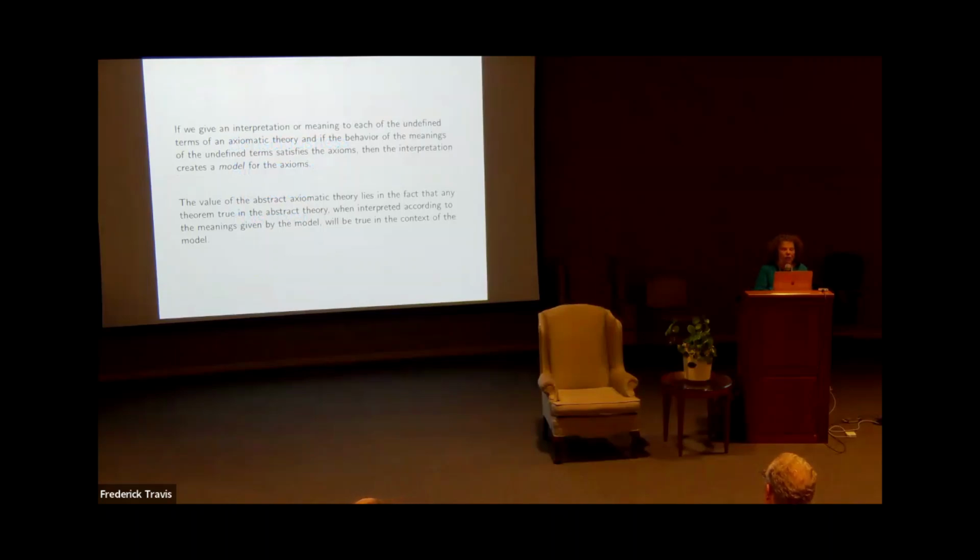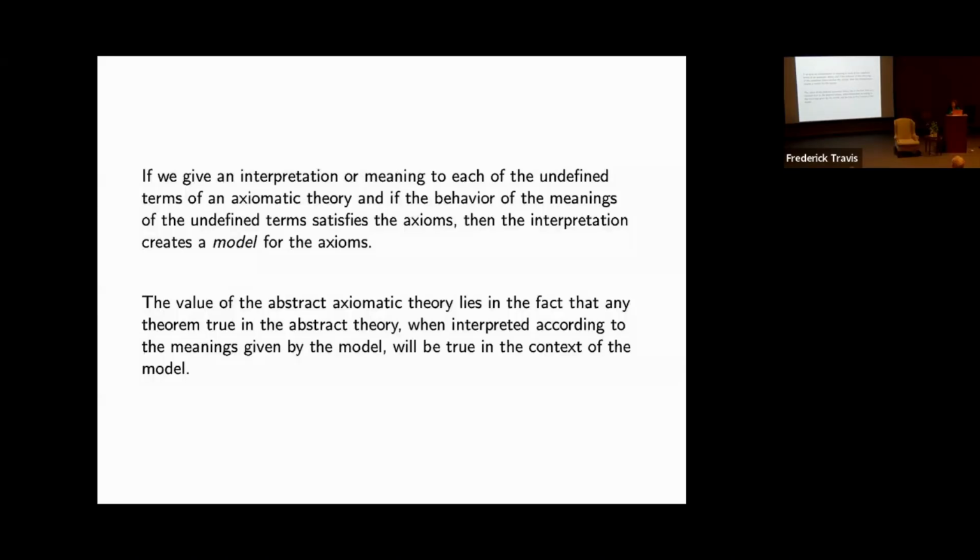And now I want to talk about what a model is. An axiomatic theory is very abstract. We have undefined terms. We don't know what those terms are, but we can create a model. And what a model is, it interprets those undefined terms.